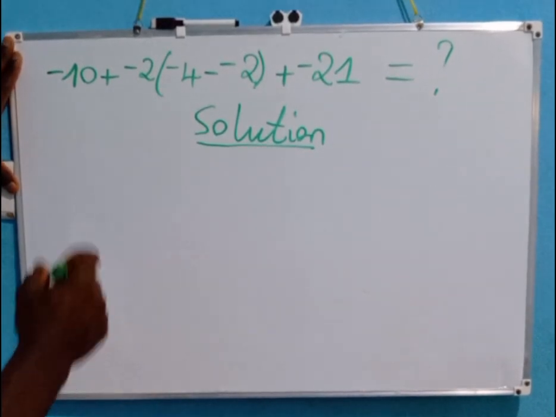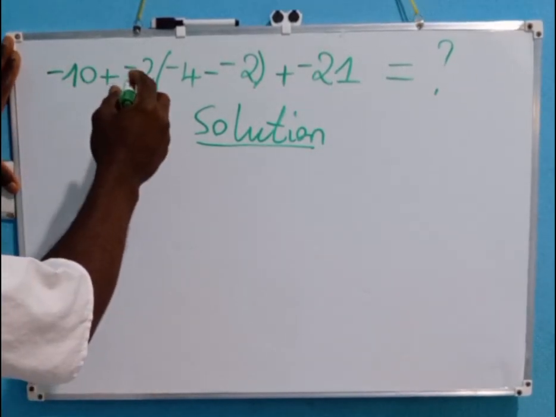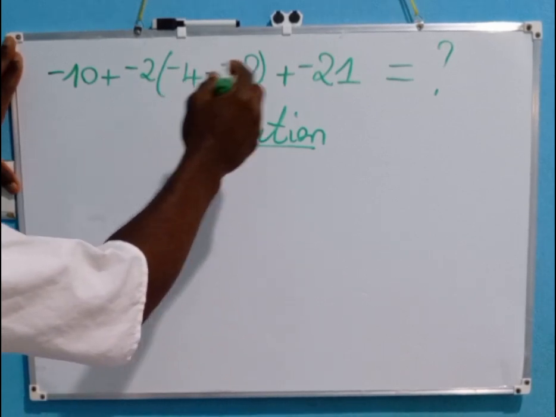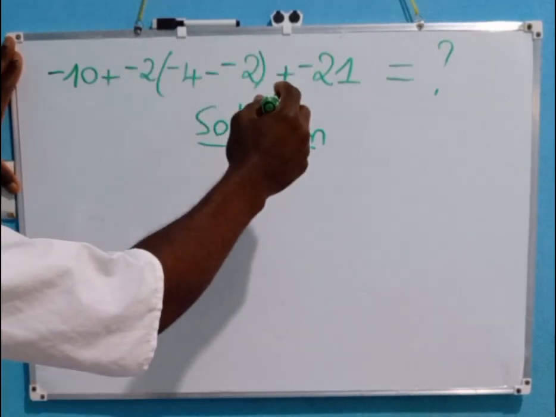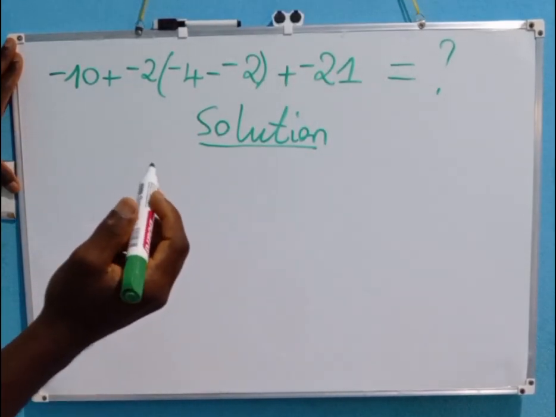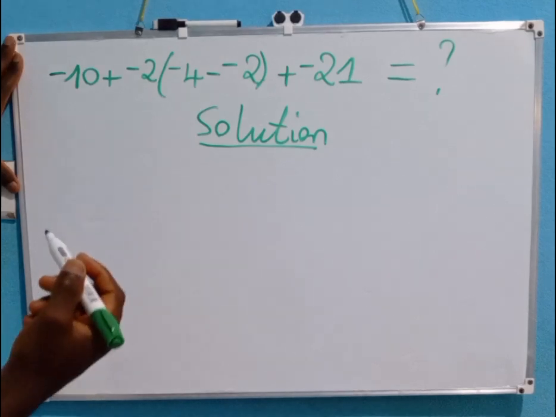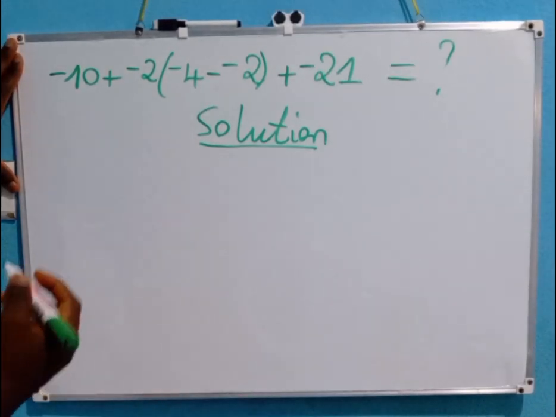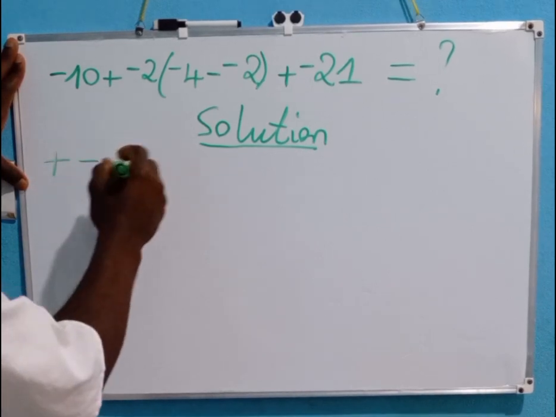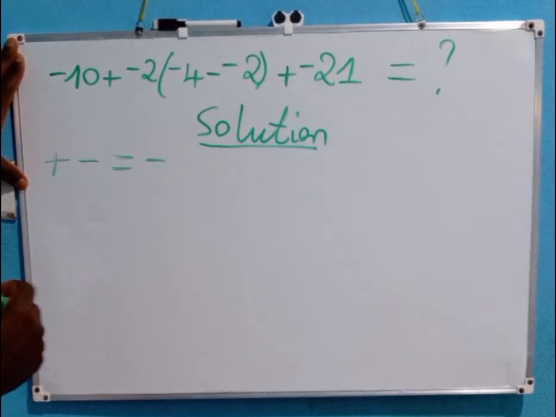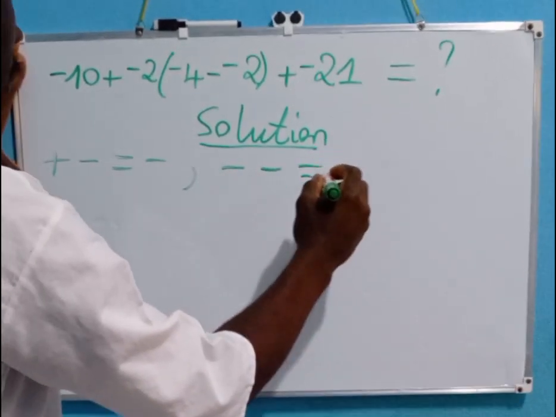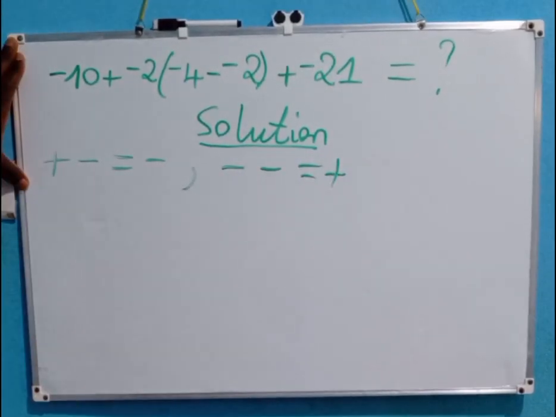We are to evaluate negative 10 plus negative 2 times negative 4 minus negative 2 plus negative 21. For us to answer this problem, we are going to make use of the sign rule. By making use of the sign rule, we know positive negative is equal to negative, and negative negative is equal to positive.